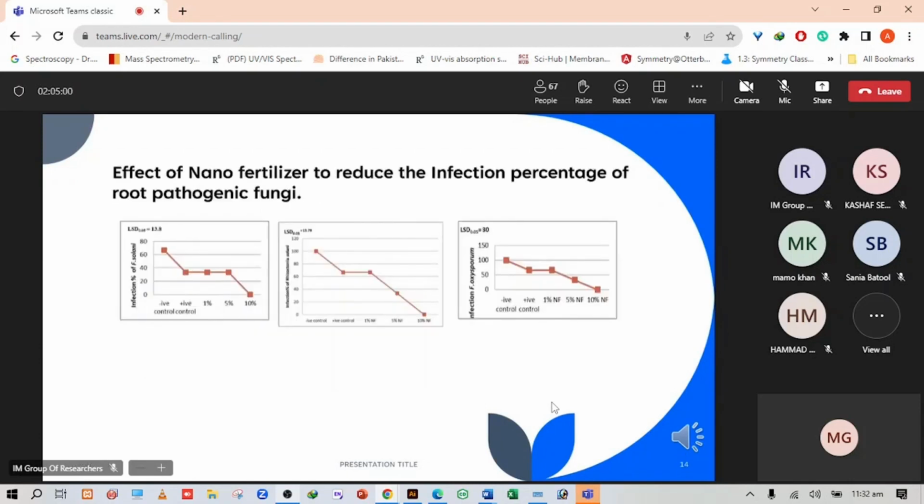So these fertilizers not only enhance the growth of the plant, but also reduce the infections of the different root-rotting pathogens like Macrophomina phaseolina, Fusarium solani, and Fusarium oxysporum. So the different species of Fusarium were controlled by these nanofertilizers. So this has a multidimensional effect: it can not only enhance the growth of the plant but also reduce the infections of the pathogens. Here are the clear graphs showing the reducing effect on the pathogens by applying the treatments.